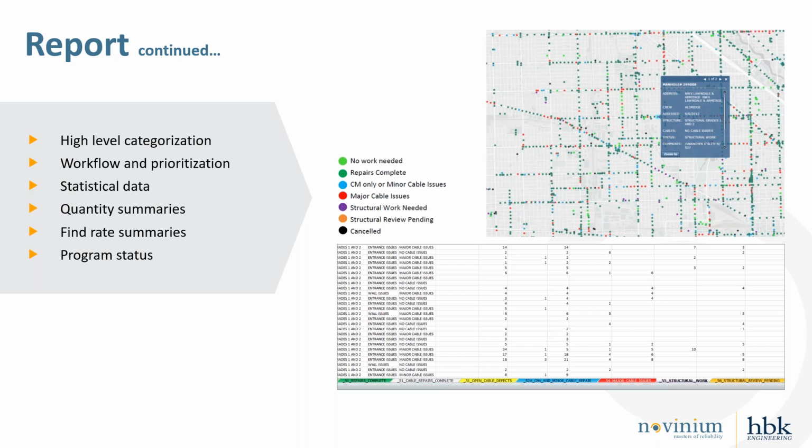The categories that we followed overall were the structural review pending and structural work needed, but then also corrective maintenance only, minor cable issues, or major cable issues, which could indicate a cable that requires outage for major repairs or replacement. Repairs complete, or ideally no work needed.